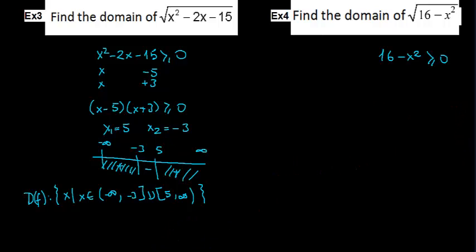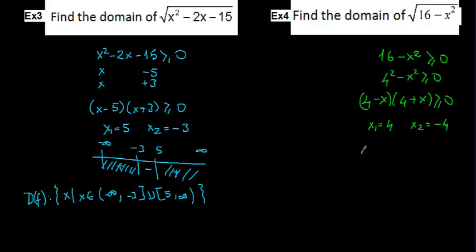Okay, what about the second one? 16 minus x squared must be greater than or equal to 0. We know that 16 minus x squared is equal to 4 squared minus x squared. A squared minus b squared is equal to a minus b times a plus b. So the factors are 4 minus x and 4 plus x. For the first root, 4 minus x is equal to 0, so x1 is equal to 4. And 4 plus x is equal to 0, so the second critical point is equal to minus 4.